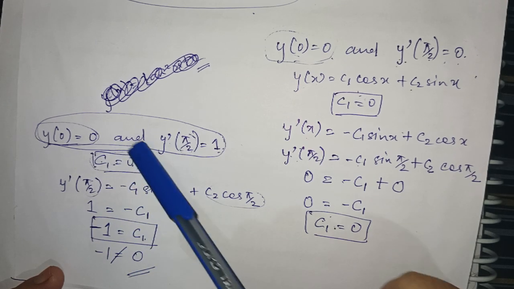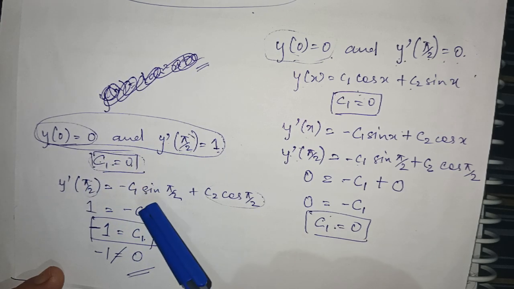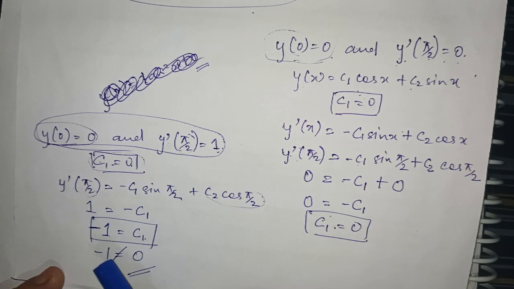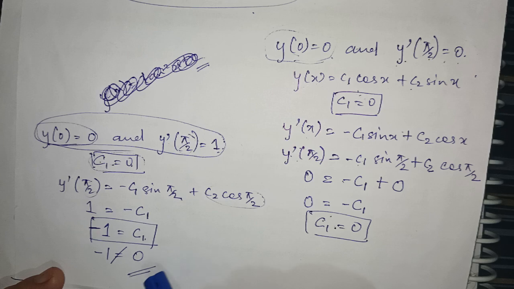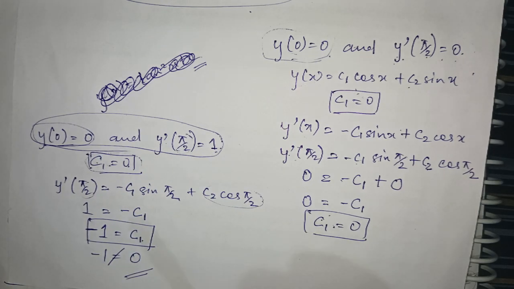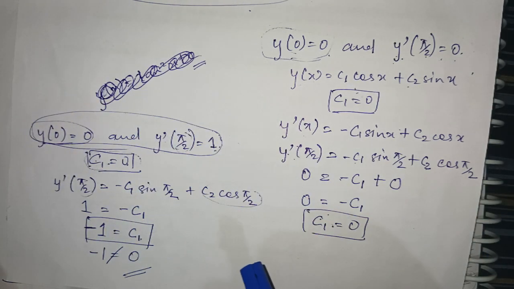And using the first condition, you know that c1 is 0. So if I put c1 as 0, what are we getting? We are getting minus 1 equals 0. Is this possible? No. That means this case is not valid. We will get no solution in this case. When we use these conditions to solve our differential equation, we'll get no solution.